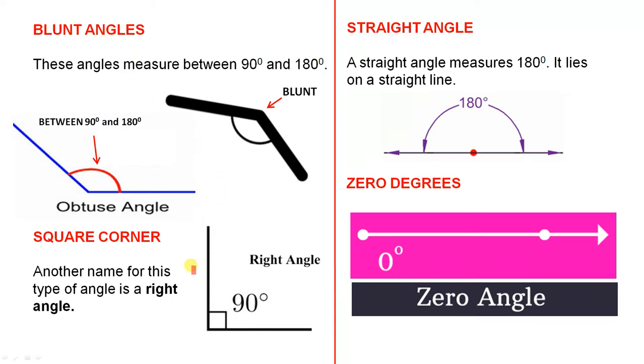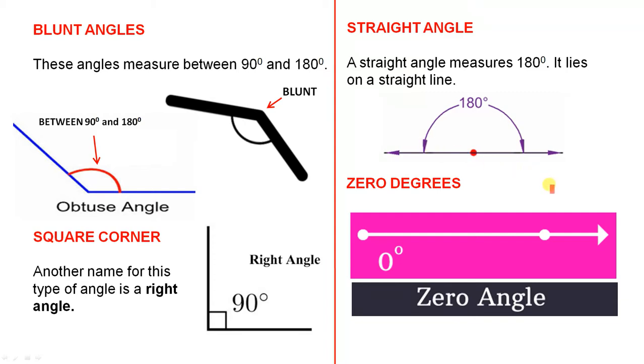The square corner, another name for this type of angle is a right angle. Okay, that's why they call it a square corner like that, because it's 90 degrees, called a right angle. A straight angle measures 180 degrees. It lies on a straight line. So if you start from here and you go around and you stop there, that is exactly a straight line. Basically it's halfway around a full circle. Because if you double that, that gives you 360, but that's only halfway around.